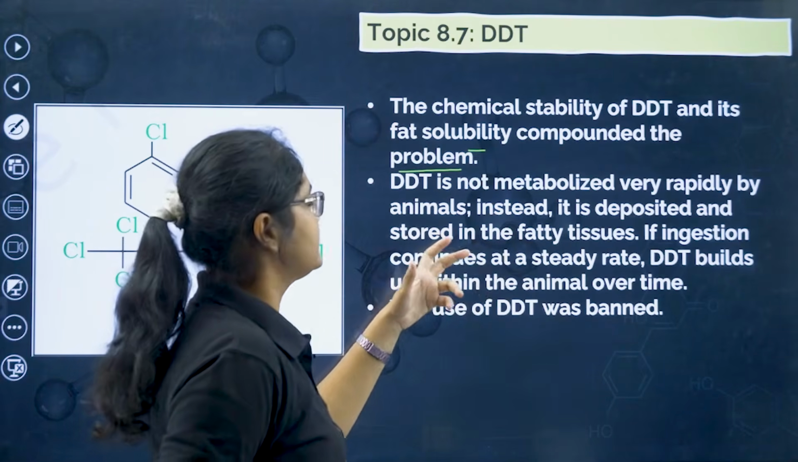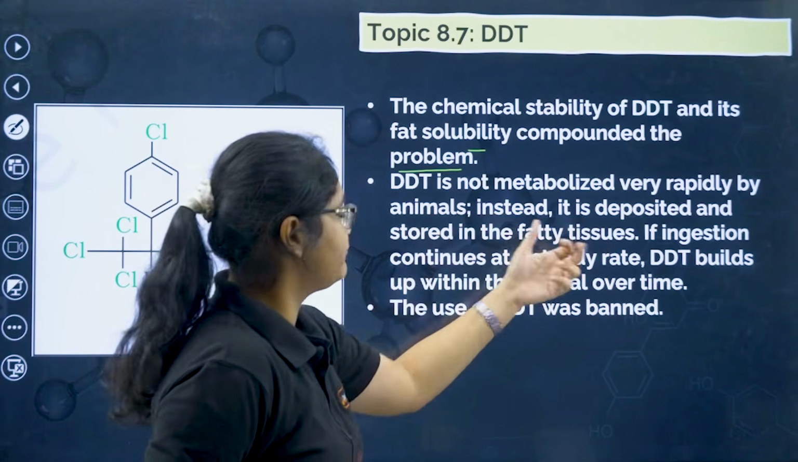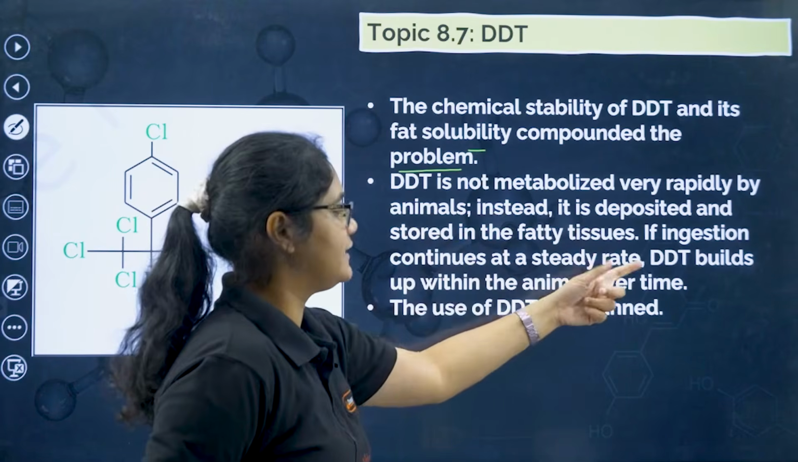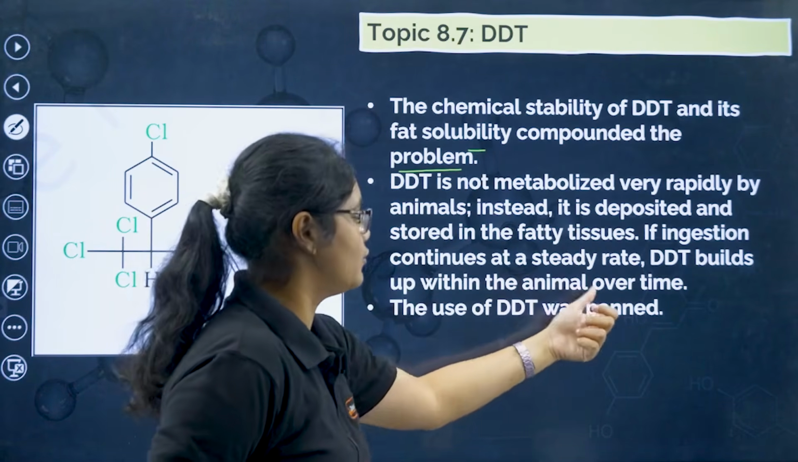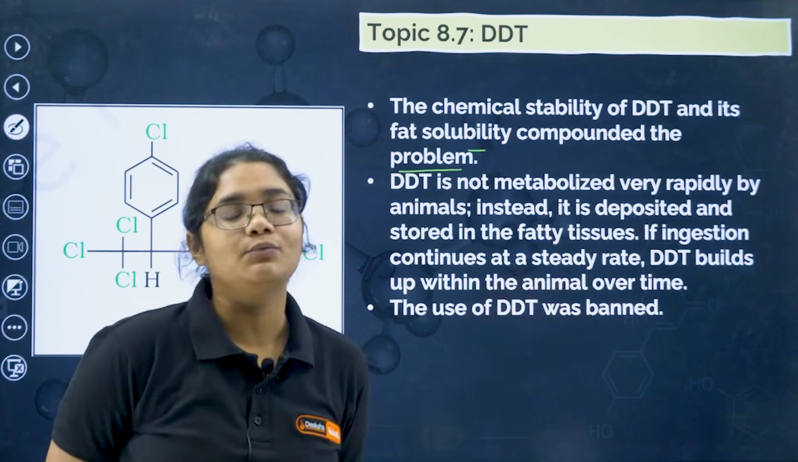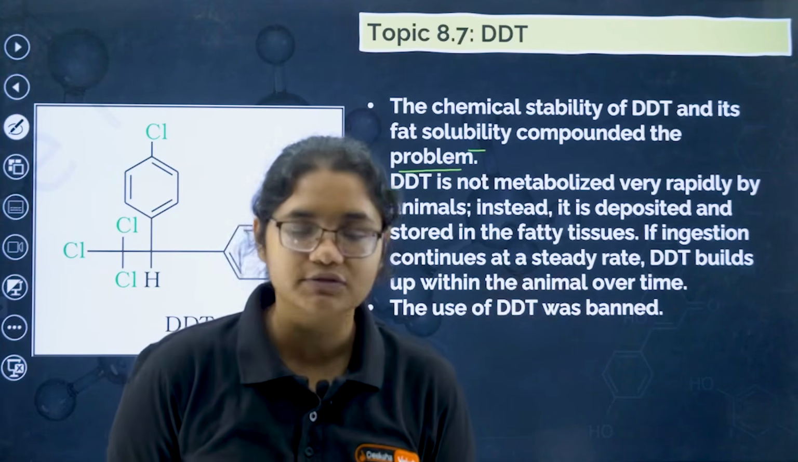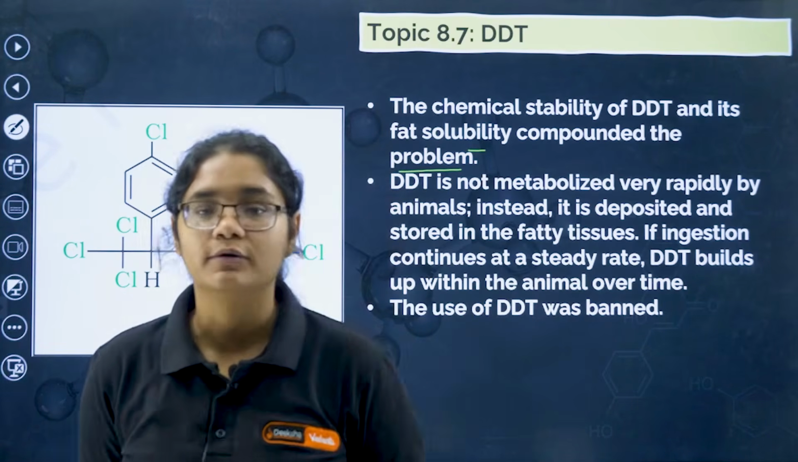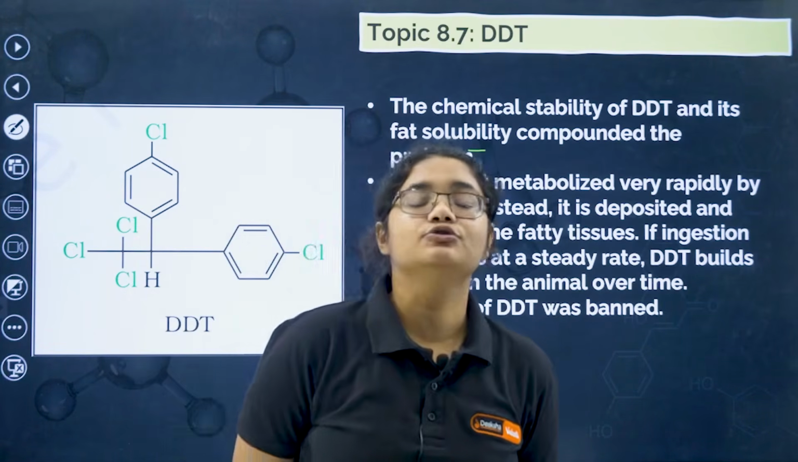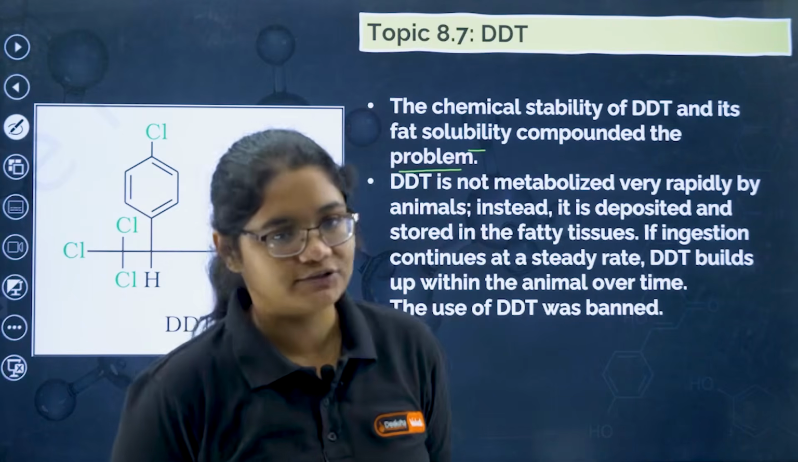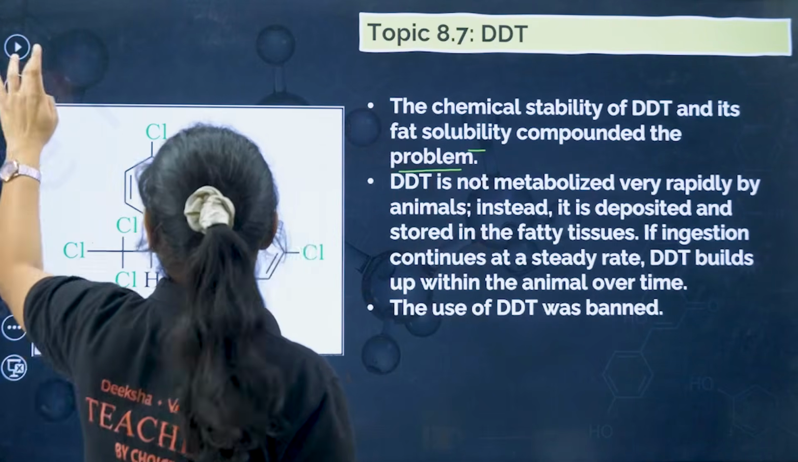Instead, it is deposited and stored in the fatty tissues. If ingestion continues at a steady rate, DDT builds up within the animal over time. The use of DDT was banned, that's why. Okay, so these were certain compounds whose uses, and more importantly their harmful effects, you should also be remembering. Okay, so now we will be seeing some questions.